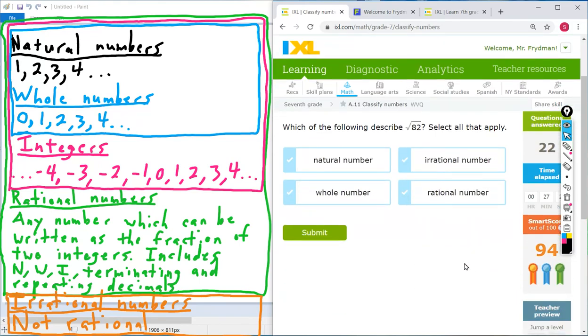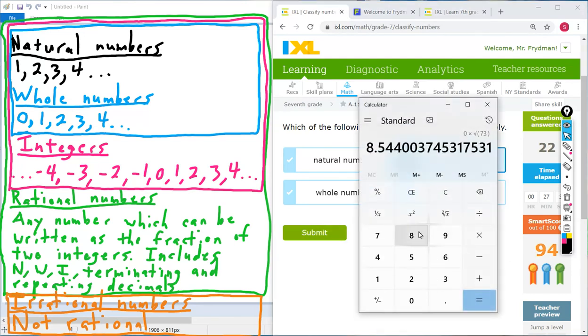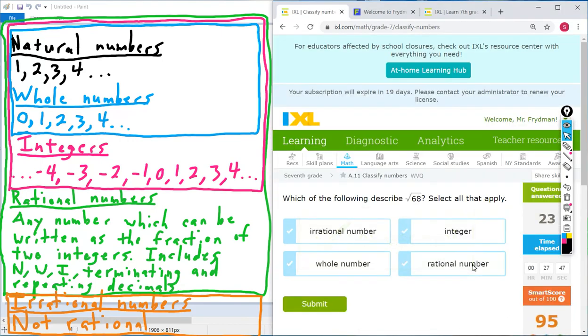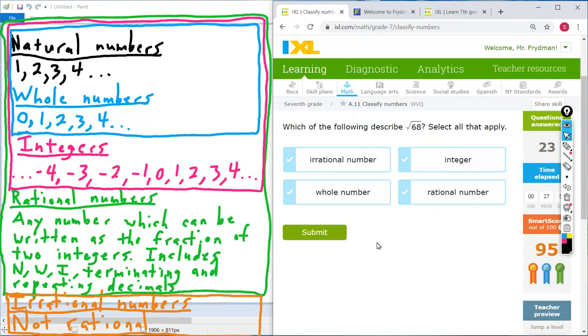Square root of 82 is going to be irrational. You can just do it in the calculator there, and you can see you get something incredibly messy. It would not terminate, and it also does not repeat. Square root of 68, also going to be irrational.